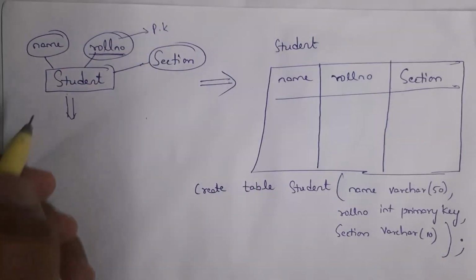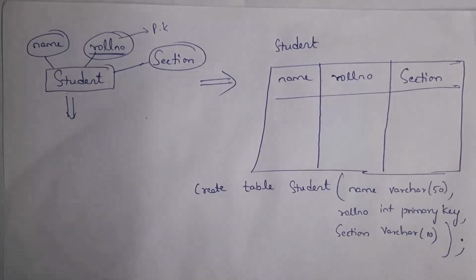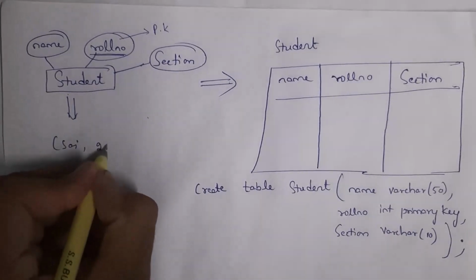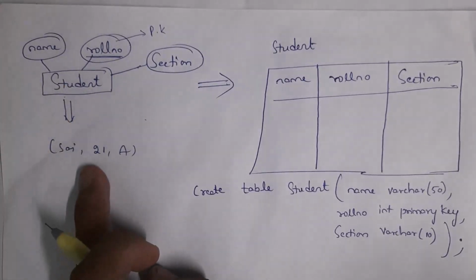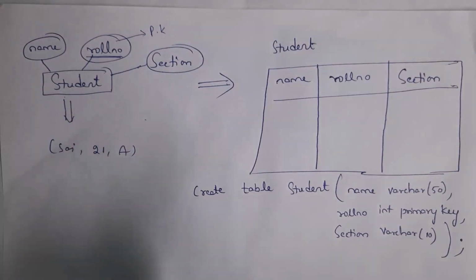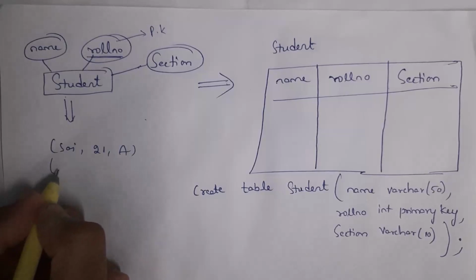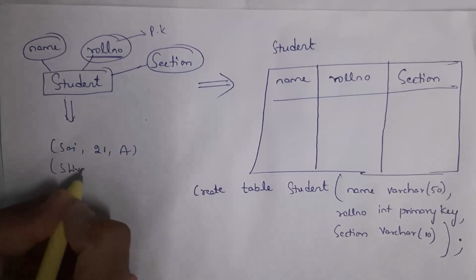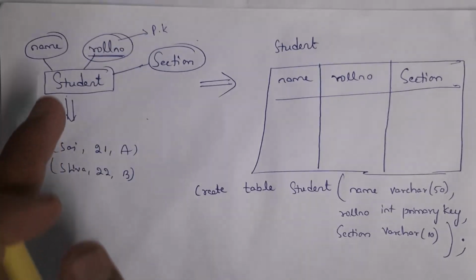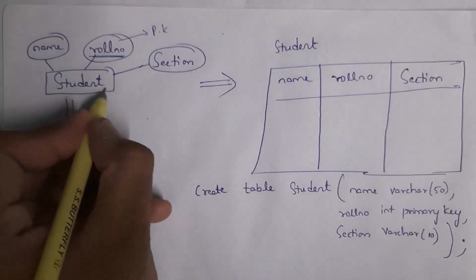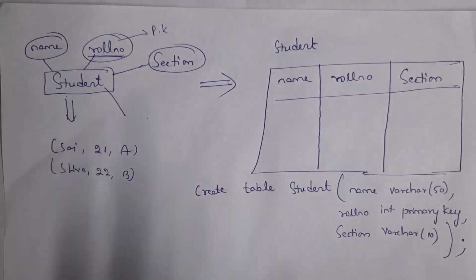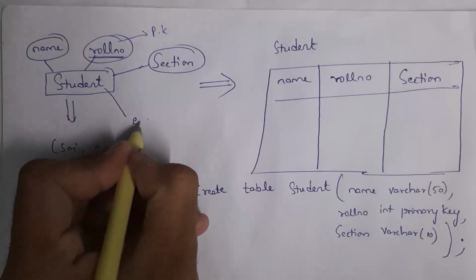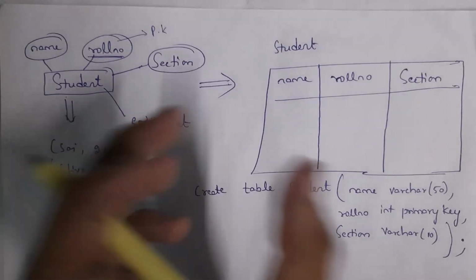Guys, for example, if this student entity contains only one record, like name Sai, roll number 21 and section A, then we call it an entity. But if this entity contains more than one record, then we call it an entity set. For example, there are two records: name Sai, roll number 21, section A, and name Shiva, roll number 22, section B. Now we call this student an entity set, because it contains more than one record. Now we need to convert this entity set into a table.